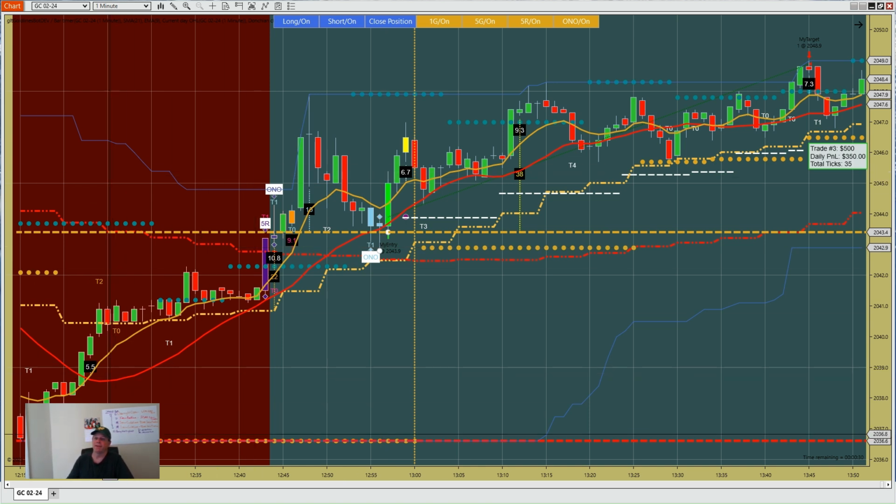This exact pattern right here. From the daily low, across the overnight open, down, bam. And this system is looking for those exact setups right there.